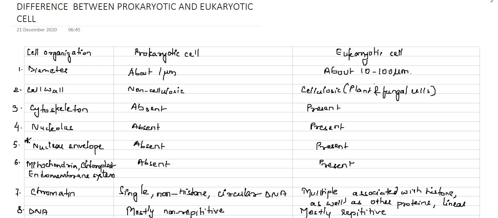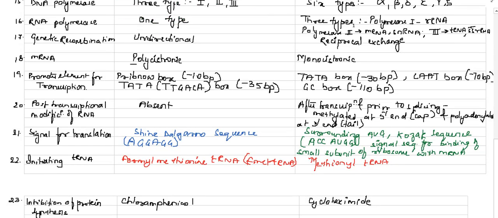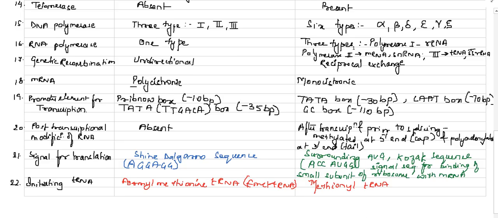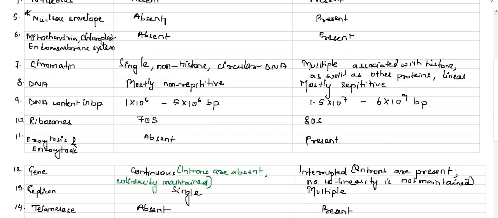Next is DNA. So this DNA is non-repetitive in case of prokaryotes, and it is repetitive in case of eukaryotes. Next is DNA content in base pair. It is about 10 to the power 6 to 5 into 10 to the power 6 base pair, but it is very high in case of eukaryotes, which is around 1.5 into 10 to the power 7 to 6 into 10 to the power 9. Okay, just remember the approximate value. Next is ribosome is 70S in prokaryotes, 80S in eukaryotes. Exocytosis and endocytosis kind of process is absent in prokaryotes but present in eukaryotes.